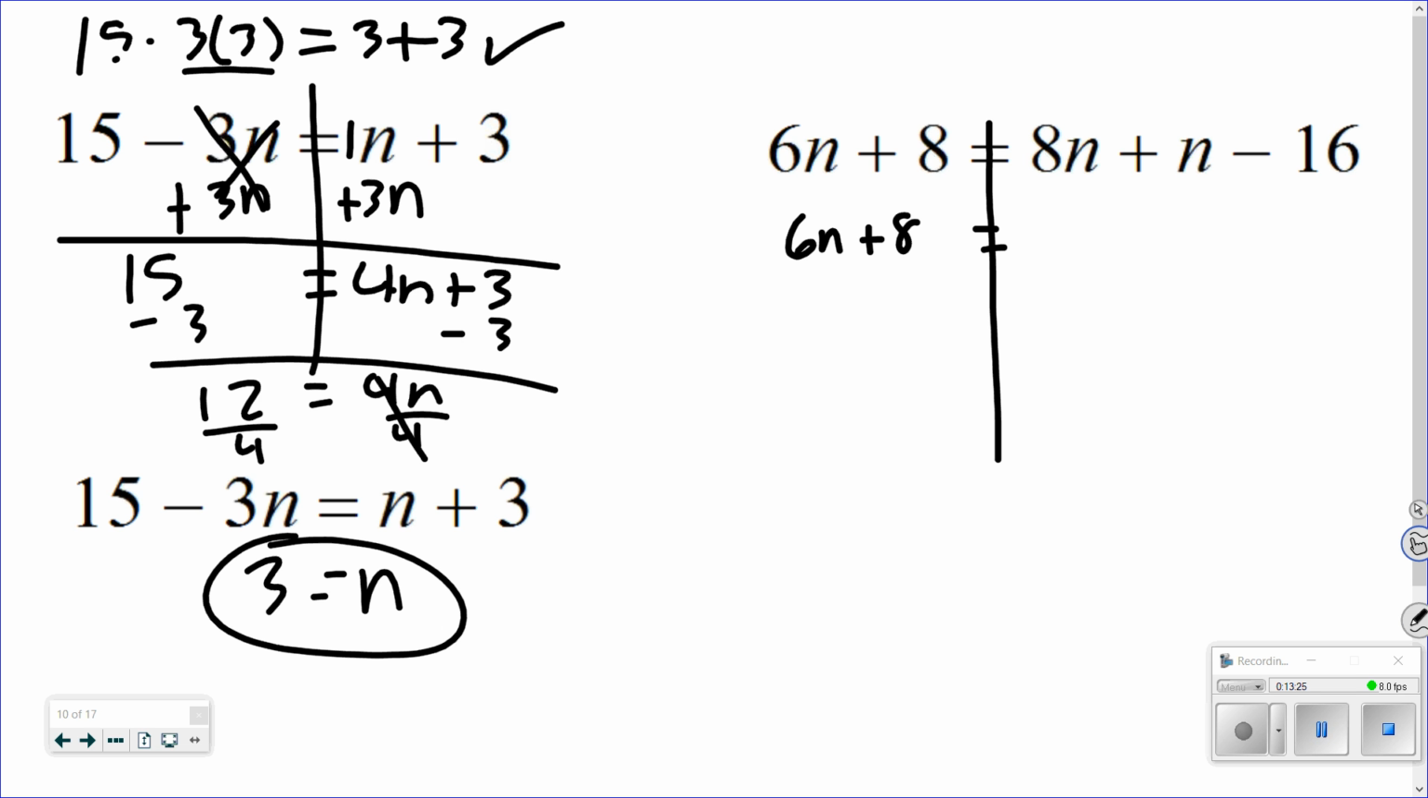The right side, I have like terms there, right? I've got the 8n and the 1n. They're already on the same side. They're like terms, just add them together. 8n plus 1n is 9n. I still have the minus 16. Okay, I get to this step.